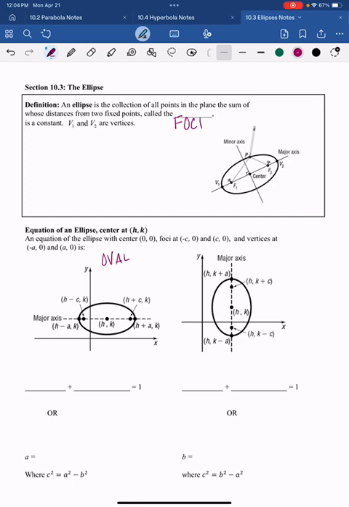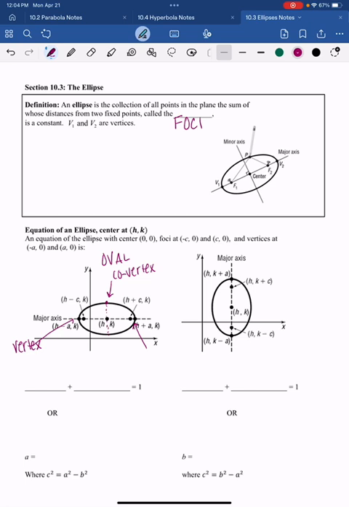the point here and the point here is called a vertex. And there's two of them, and they are called vertices. And then you have these two other imaginary points from the center. The center is (h, k). This is called a co-vertex.